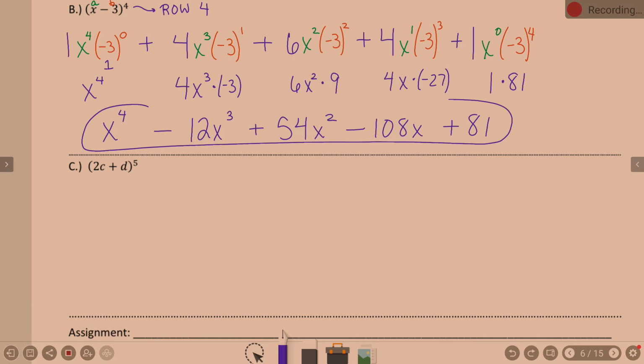So you have to watch out for the signs, the numbers, all of it. It's still better than multiplying that out 4 times, though, in my opinion. Okay, one more.